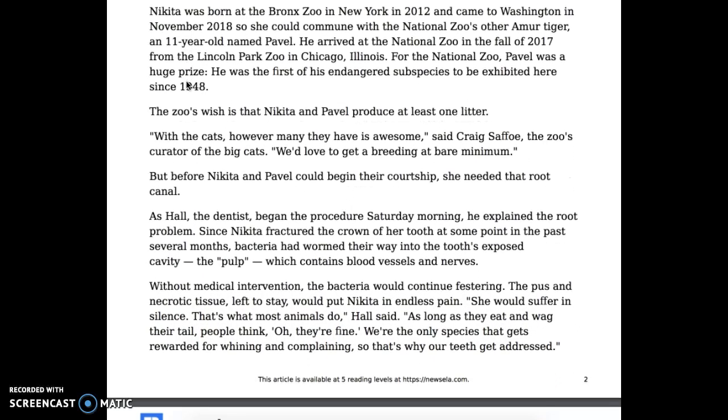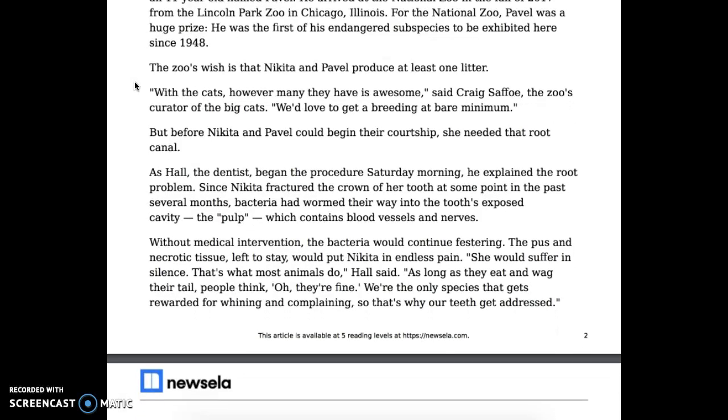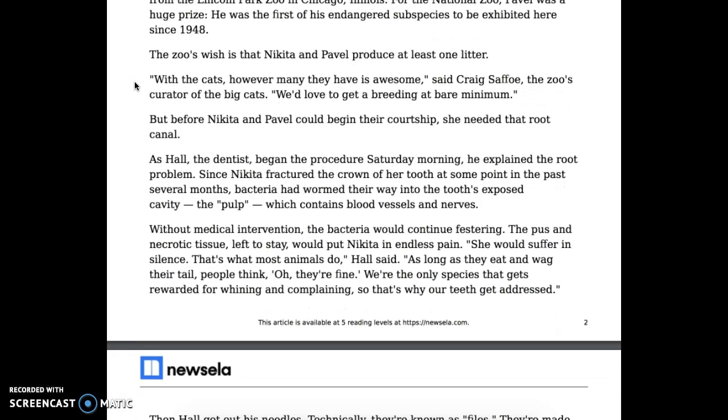Paragraph 7. Nikita was born at the Bronx Zoo in New York in 2002 and came to Washington in November 2018 so she could commune with the National Zoo's other Amur tiger, an 11-year-old named Pavel. He arrived at the National Zoo in the fall of 2017 from the Lincoln Park Zoo in Chicago, Illinois. For the National Zoo, Pavel was a huge prize. He was the first of his endangered subspecies exhibited here since 1948. The zoo's wish is that Nikita and Pavel produce at least one litter.